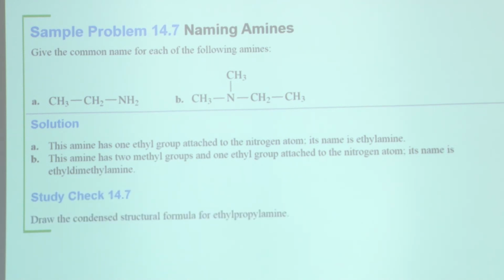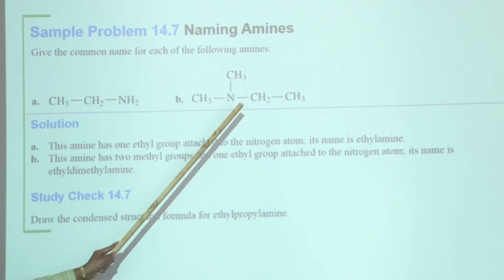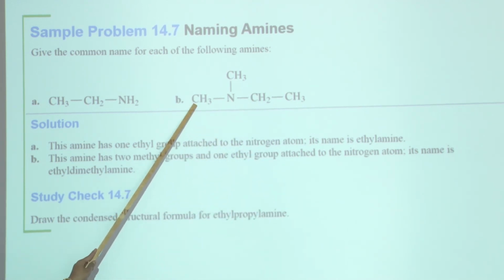Ethyl propyl amine, ethyl propyl. So there is no di. So we know there is ethyl, this is the ethyl group. Propyl, one more carbon, and propyl. So there will be ethyl, there will be propyl, one will be hydrogen. That is your condensed structural formula, ethyl propyl amine.